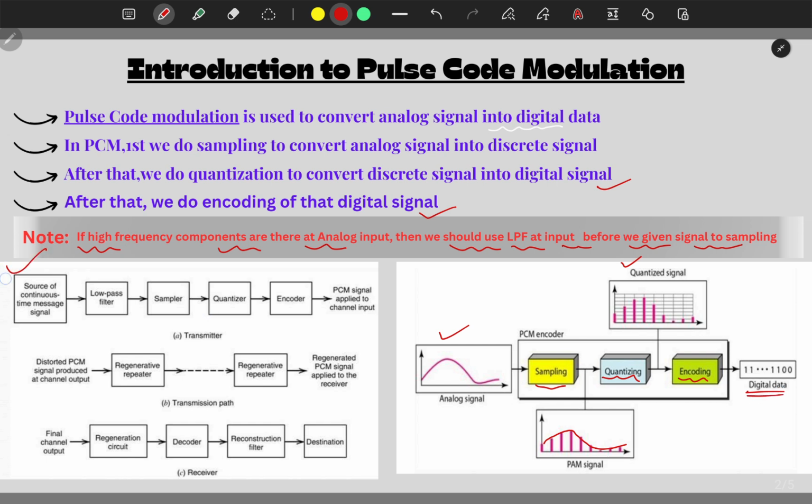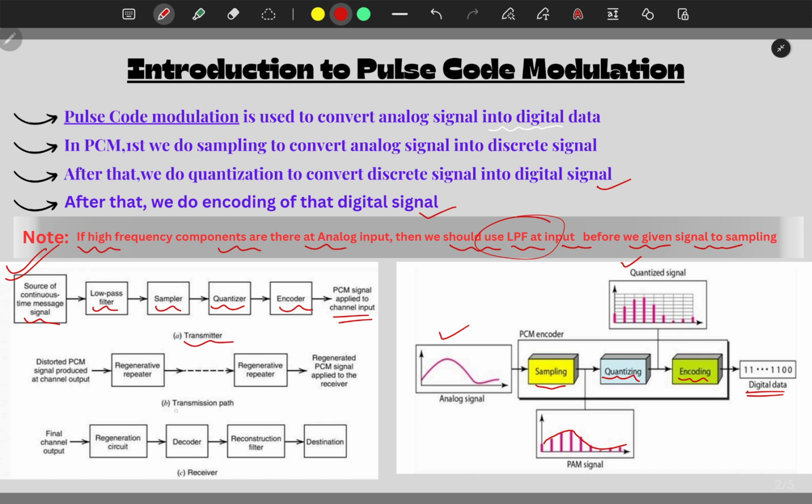This is also a detailed block diagram for the process of pulse coded modulation. Here is the source of the analog signal. Here is the low pass filter, and why we use it was mentioned here. Then we use the sampler, then the quantizer, then the encoder, and here we get the binary output or digital data. This is the transmitter.